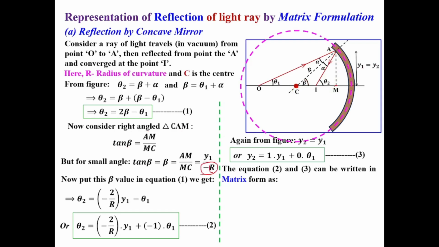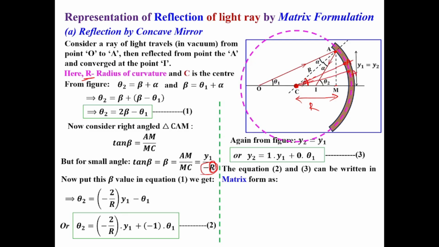First you just focus over here, R means here we consider the radius of curvature. How will this MC distance be R? How? If I consider this beta angle to be very small, see this is the beta angle and this is reflected from A. If I decrease this angle, then this point A will be shifted over here. If I again decrease this beta angle, the point A will be shifted over here.